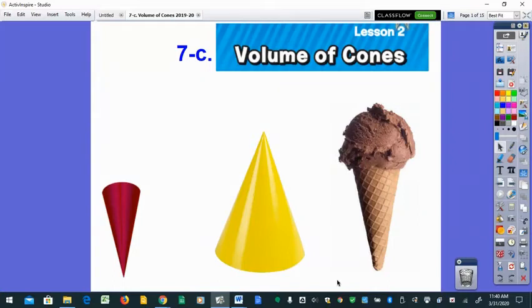One of my favorite 3D shapes because it holds ice cream. Who wouldn't love that? Anyway, we're going to do a new shape, which is the cone, and we're going to talk about how much stuff fits in a cone. So we're going to be calculating volume.